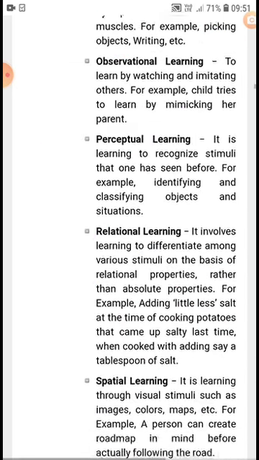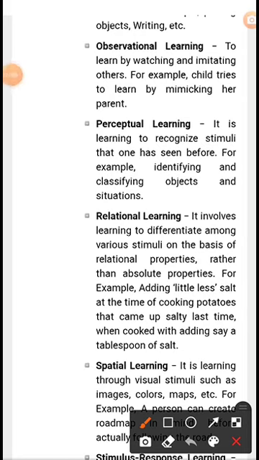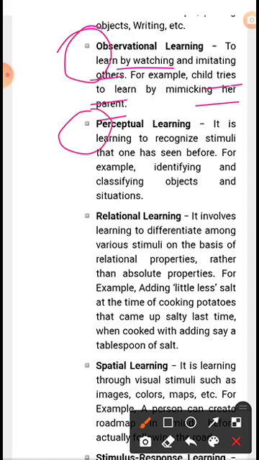Next is observational learning. Observational learning means to learn by watching and imitating others. It means if you are learning by watching and imitating others, for example, you do mimicry of some Bollywood actor. If a child tries to learn by mimicking her parent, this type of learning comes under observational learning. So perceptual learning. It is learning to recognize the stimuli that one has seen before.